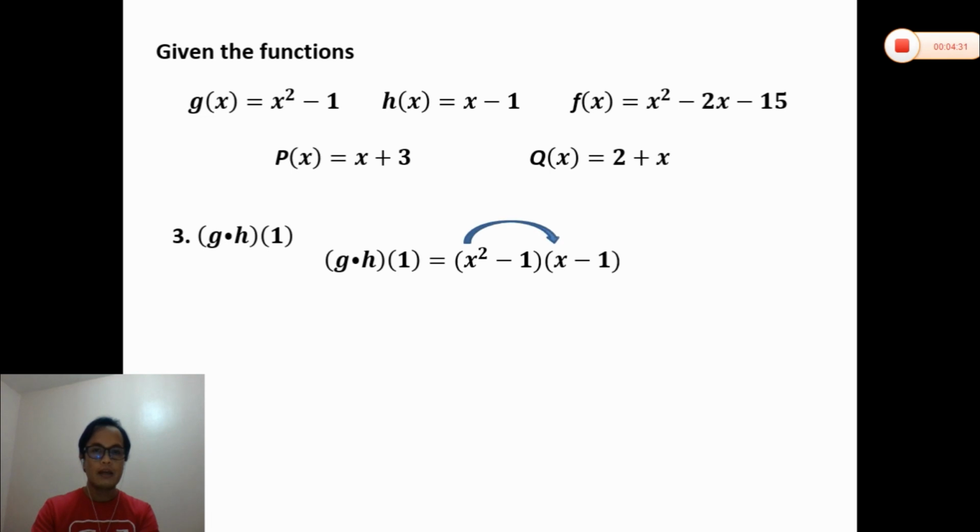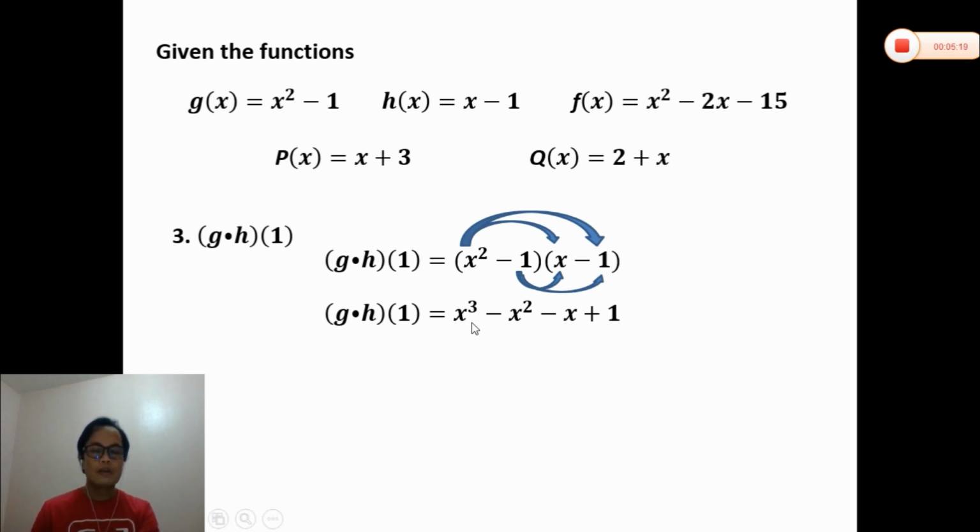So multiply x squared times x, which is x cubed. Then x squared times negative 1 is negative x squared. Then negative 1 times x is negative x. Then negative 1 times negative 1 is positive 1. So this must be the resulting function.